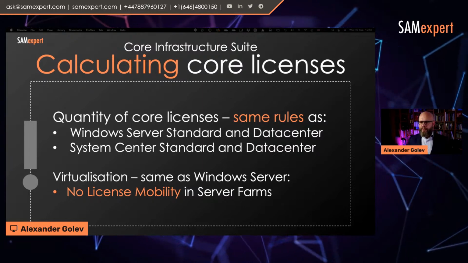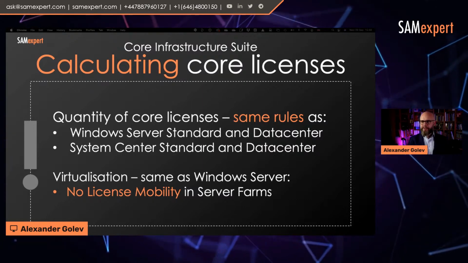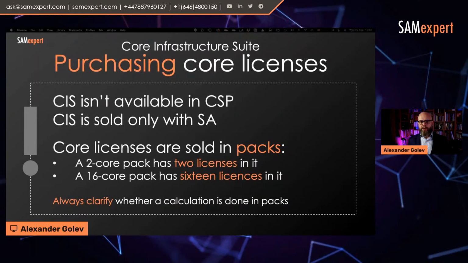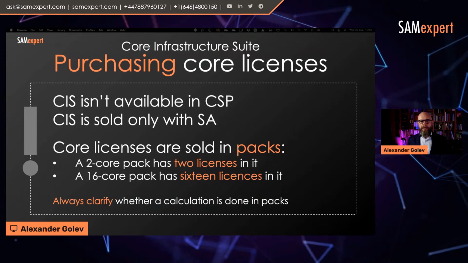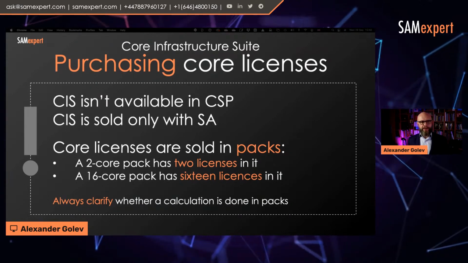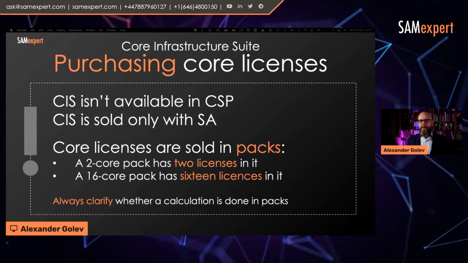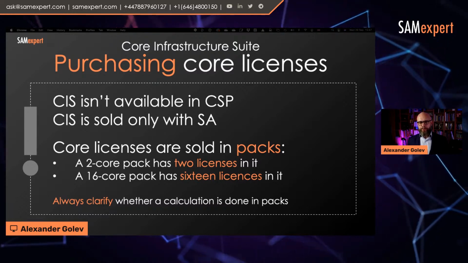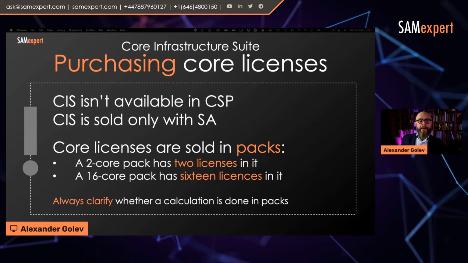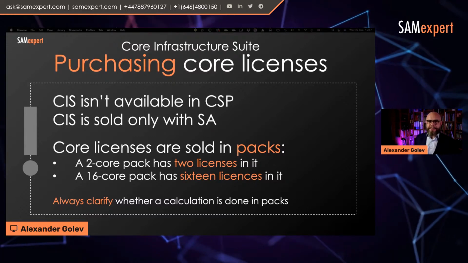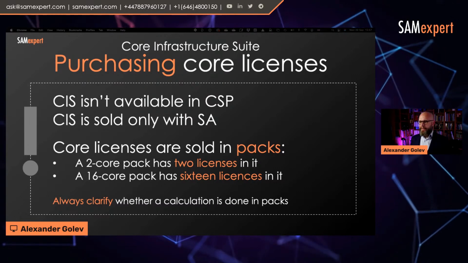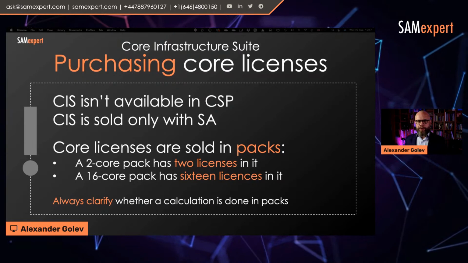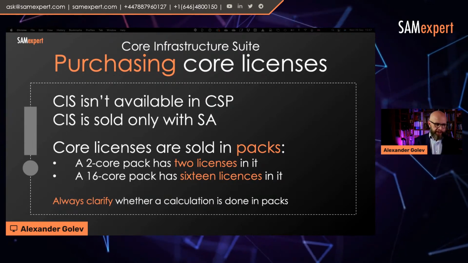Right. Same rules. I'll just say same rules and move on to the next slide. Because System Center is not available in CSP, core infrastructure suite is not available in CSP either. This is another effect of System Center. It's only sold with software assurance, but software assurance may expire, so you may easily end up with core infrastructure suite licenses without software assurance. Sold in 2 and 16 core packs. There are no 8 core packs. Same rules apply again.